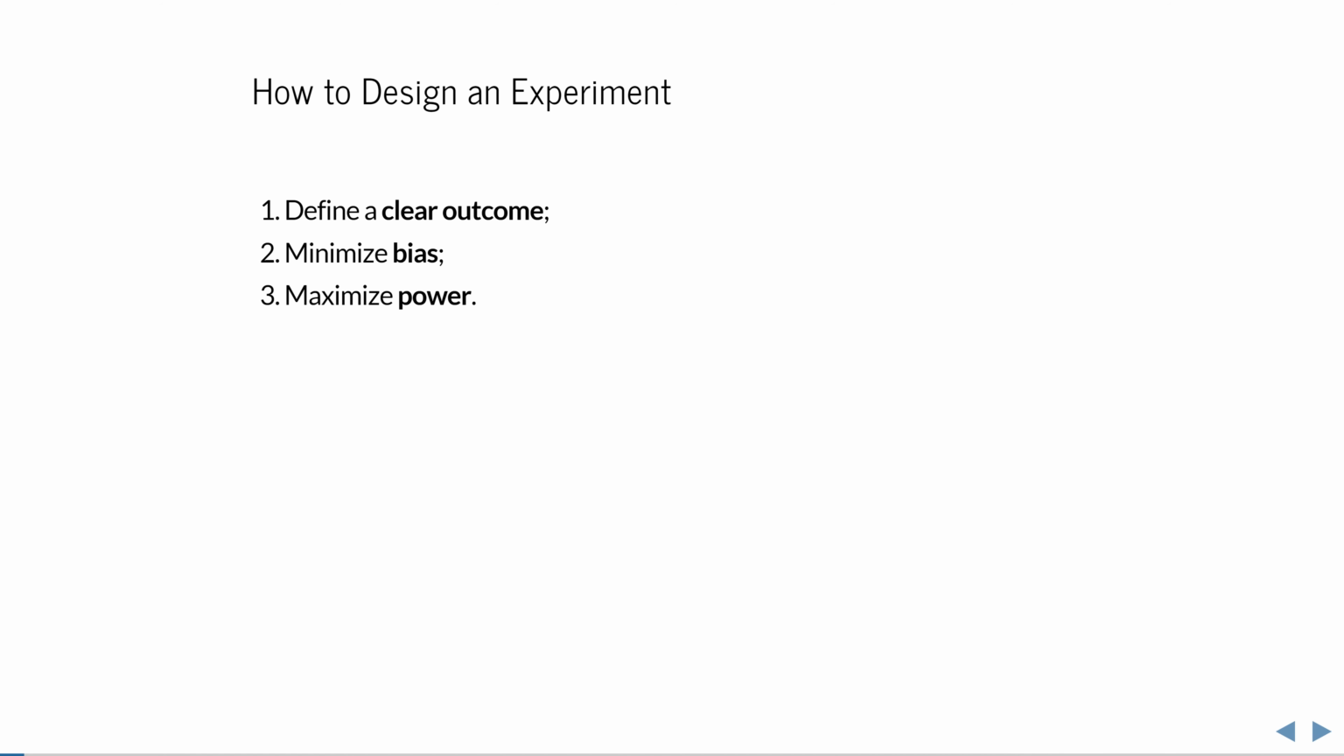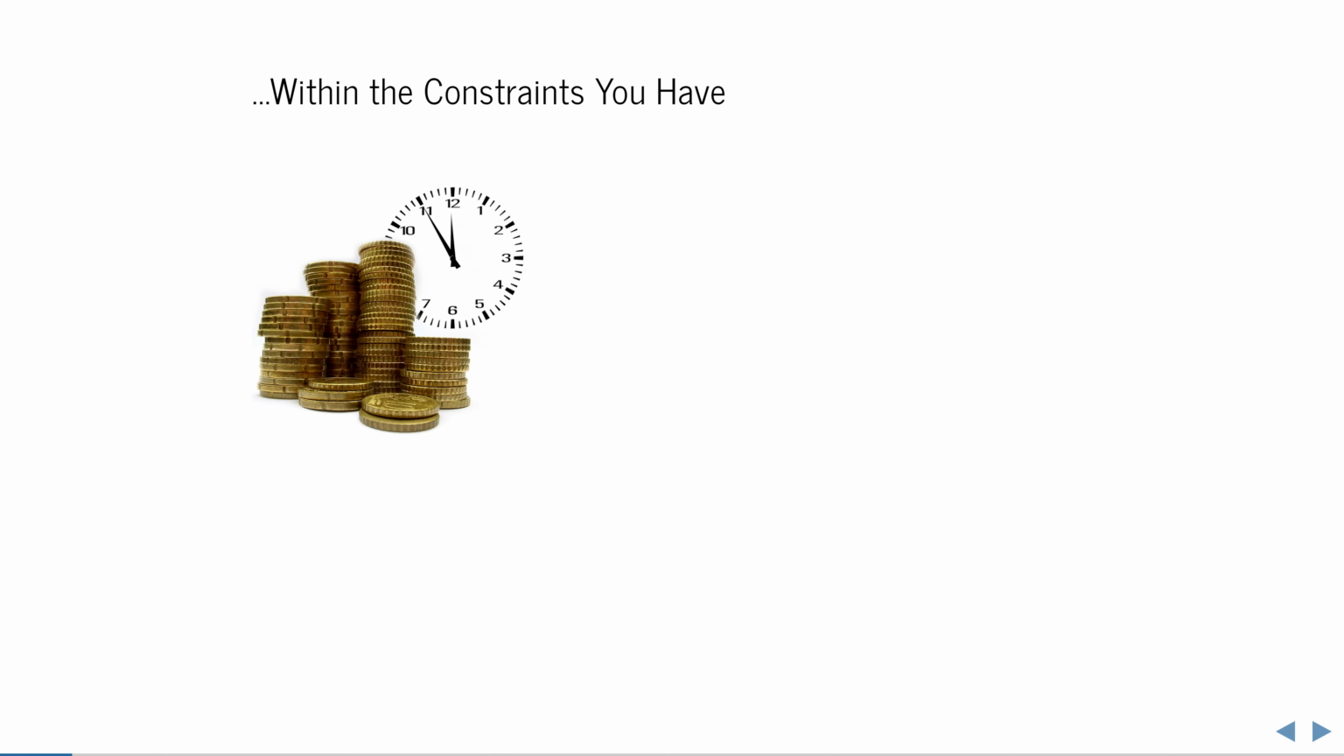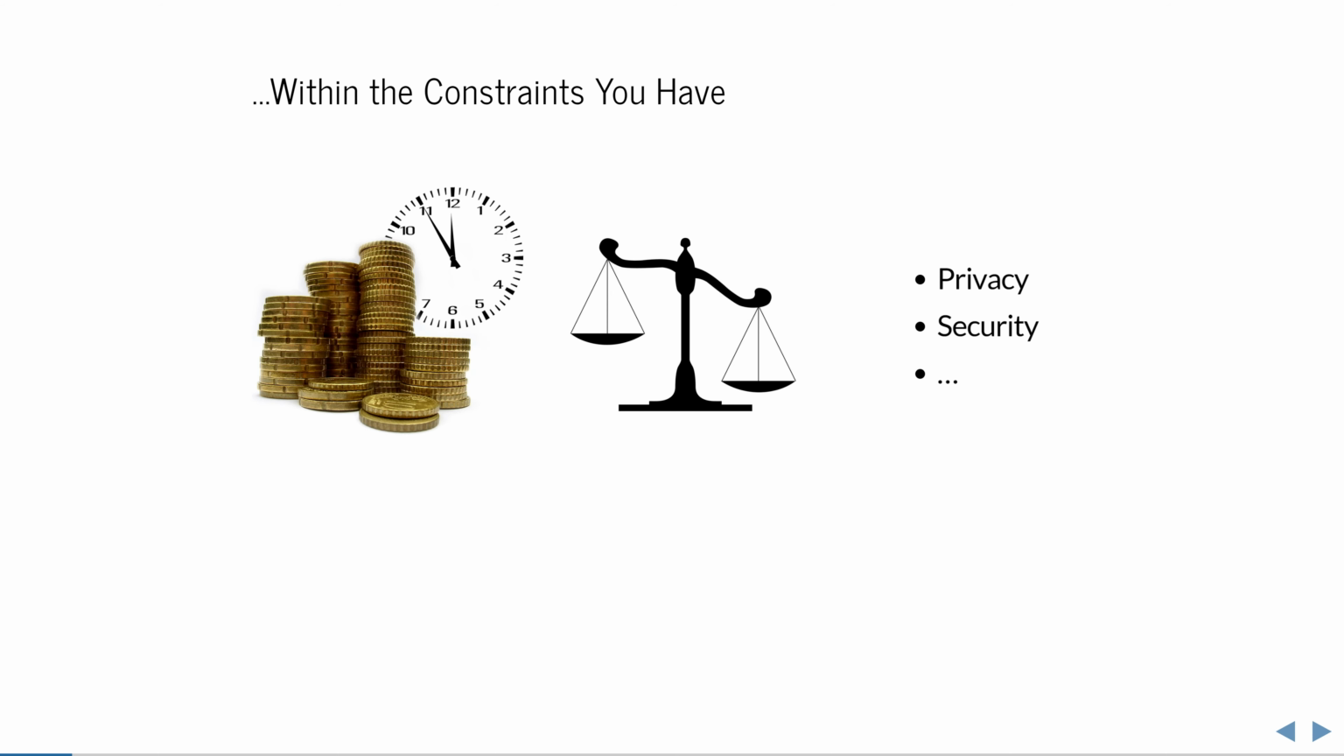A well-designed experiment has a clearly defined primary outcome, minimal bias, and maximal power. How do you accomplish this? Simple. Collect infinitely many independent observations in an unbiased manner and measure everything that could possibly affect the outcome. In reality, we are limited by the resources we have, as well as ethical concerns and possibly other constraints.